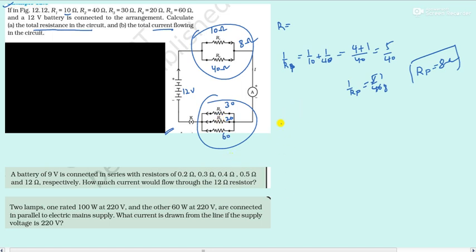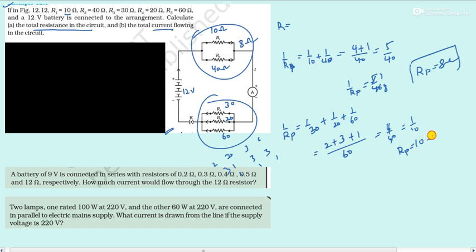Now if you solve these three, 1 by Rp is 1 by 30 plus 1 by 20 plus 1 by 60. What is the LCM of 30, 20, 60? Dividing by 2, 3, and so on, 60 will be the LCM. So here this will be 2, here it will be 3, here it will be 1. So 2 plus 3 plus 1, 6 by 60, which is 1 by 10. So Rp is the reciprocal of this, which is 10. Now this total is 10 and this total is 8, and they are connected in what?